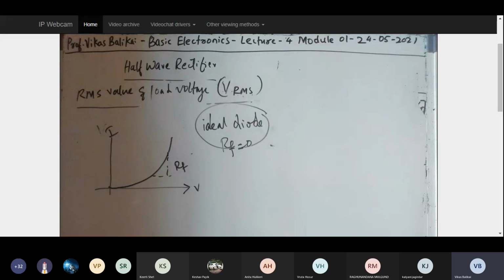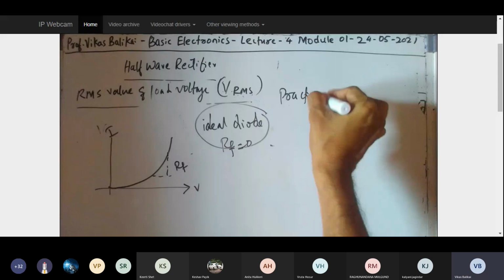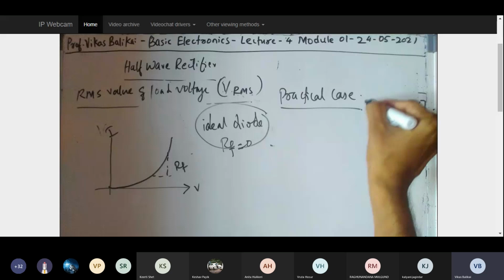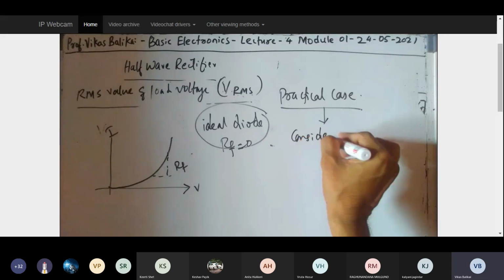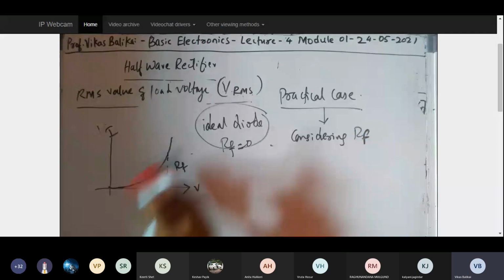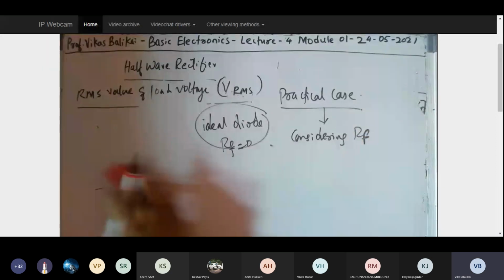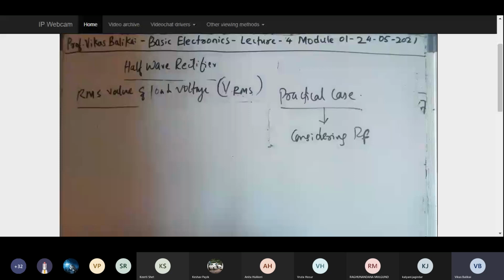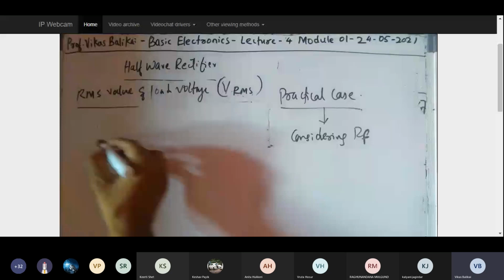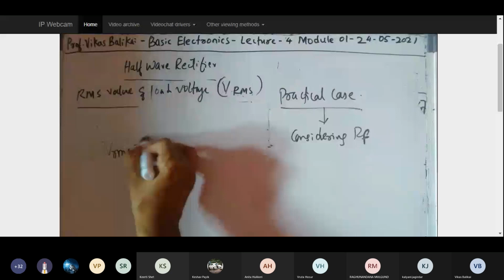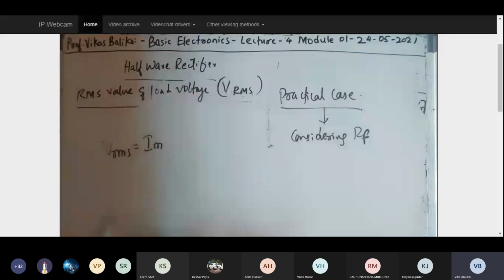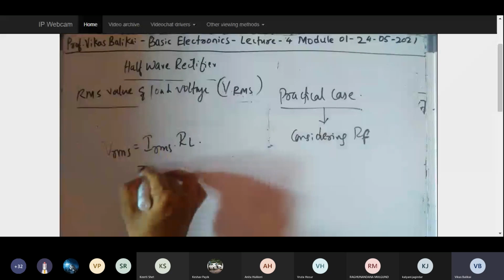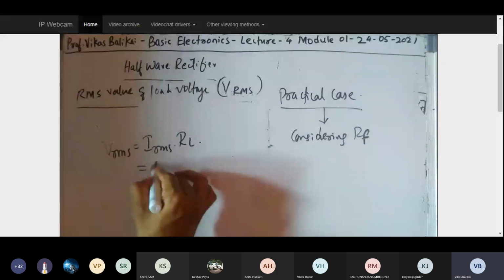Now if I consider the practical case, then RF will come into the picture. So for the practical case, we need to be considering RF. If I do that, let me try to get the equation out of it. Let me do it for my VRMS. So VRMS is basically IRMS into RL. And what was my IRMS? It is Im by 2 into RL.